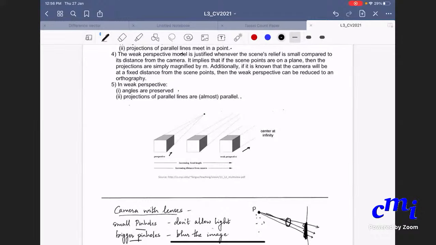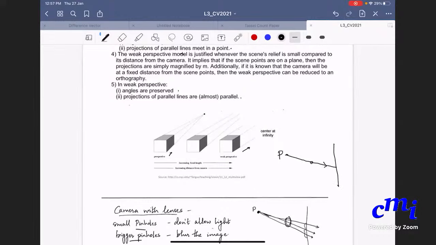Could you just explain the problem with bigger pinholes? Why would the image be blurred? Yeah, so the problem with bigger pinholes is in the diagram here. So this is my bigger pinhole, and now there is a point P on the object. Instead of your ideal situation, where from point P you have just a single ray coming to your image screen, that is your ideal situation, right?